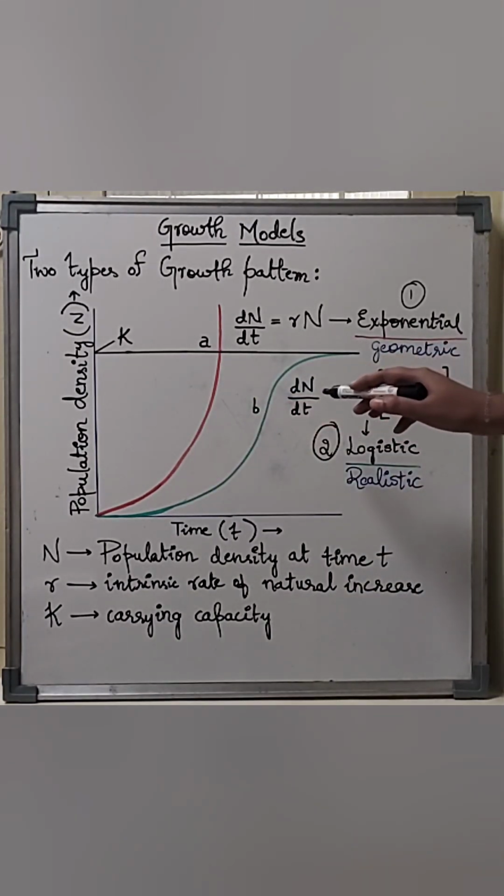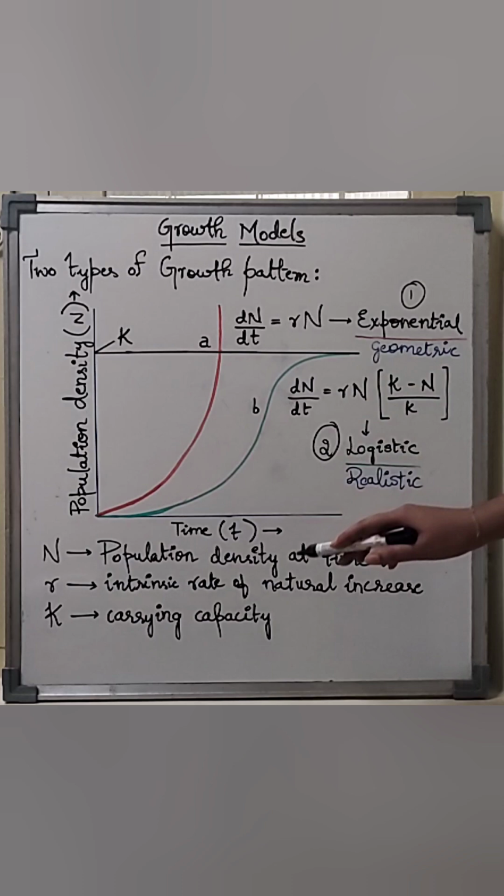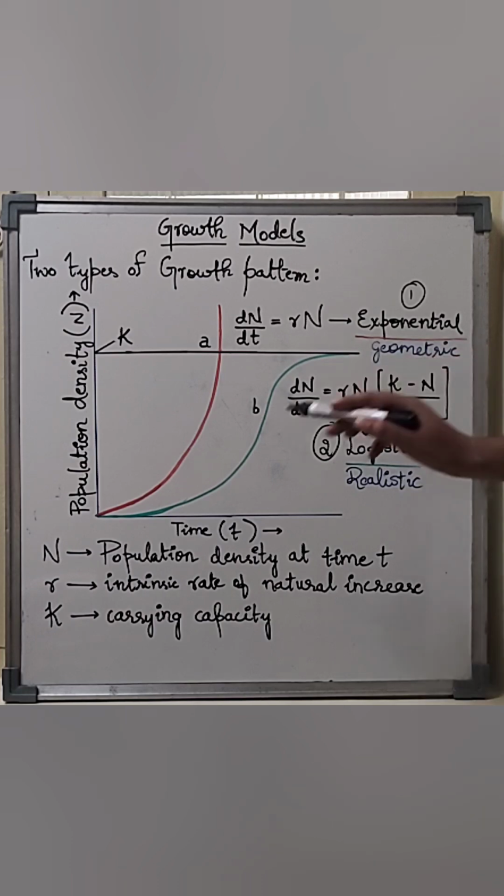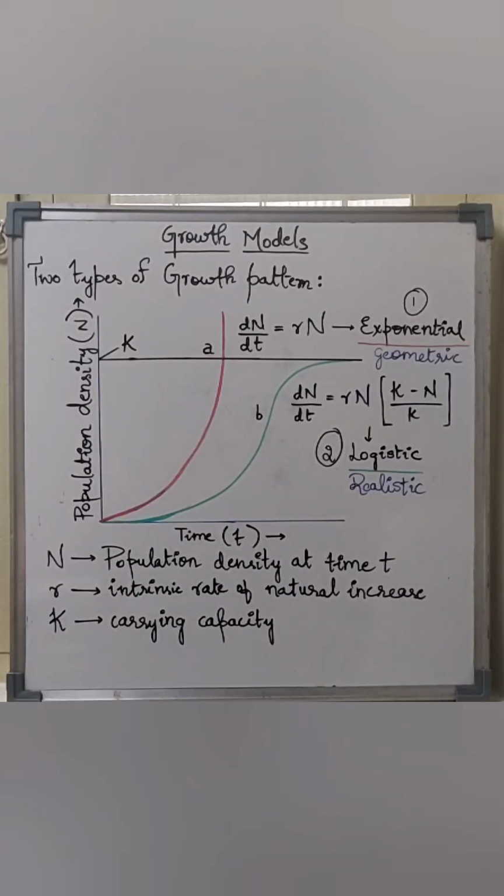It is represented by the formula dN/dt = rN (K - N)/K, where r is intrinsic rate of natural increase, capital N is population density at time t, K is carrying capacity. Now let us know what is carrying capacity.